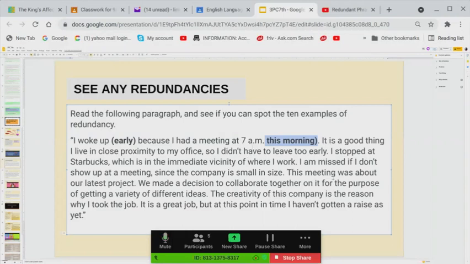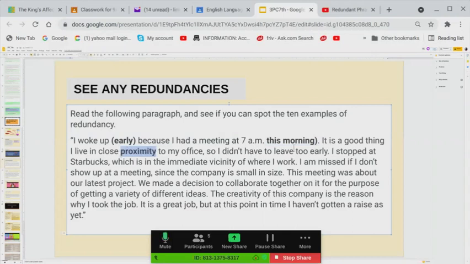"It is a good thing I live in close proximity to my office, so I didn't have to leave too early." What seems to be the same thing there? Close proximity. Yes, close proximity. So we could just take out proximity, eh? Yes. So I'm going to put it in bold to say that that one can be removed.